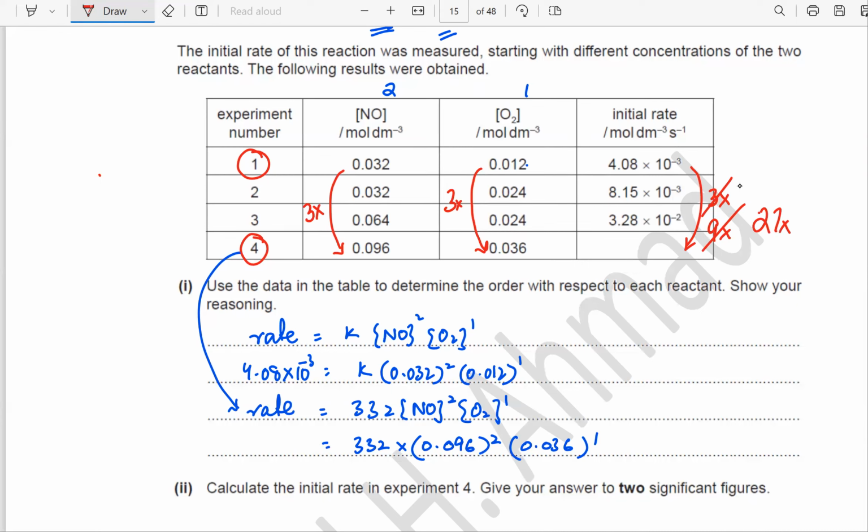मतलब पहले 3 times करो फिर 9 times करो, so that's basically 3 into 9 क्या हो गया? 27 times, right? तो इसको जरा multiply करो, 4.08 times 10 power minus 3 multiplied by 27. What do you get?